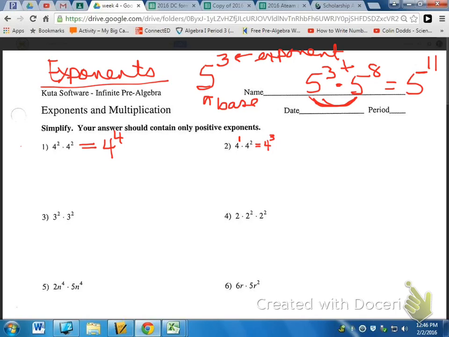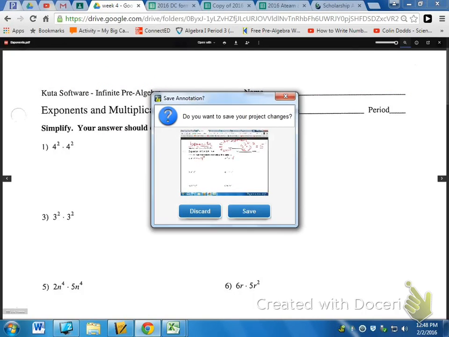Now let's talk about some that aren't the same base. Yeah? Do you want us to rewrite the equation? You don't have to, no.